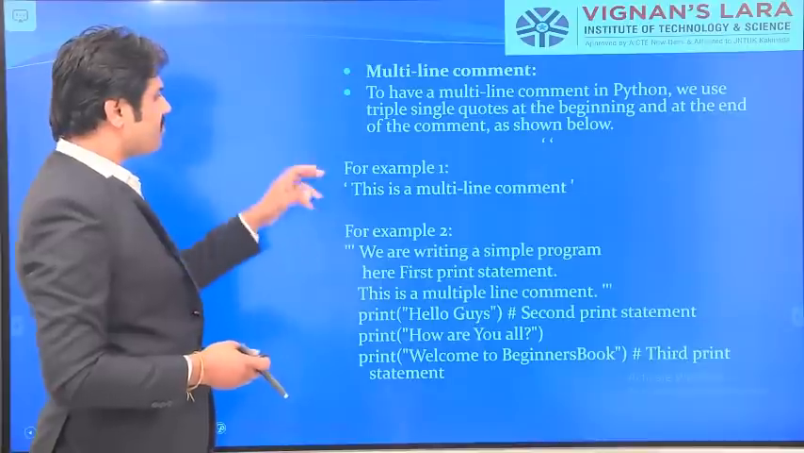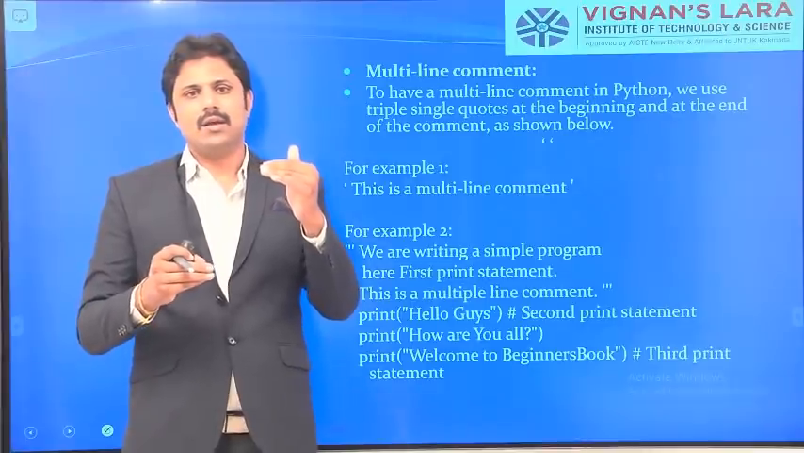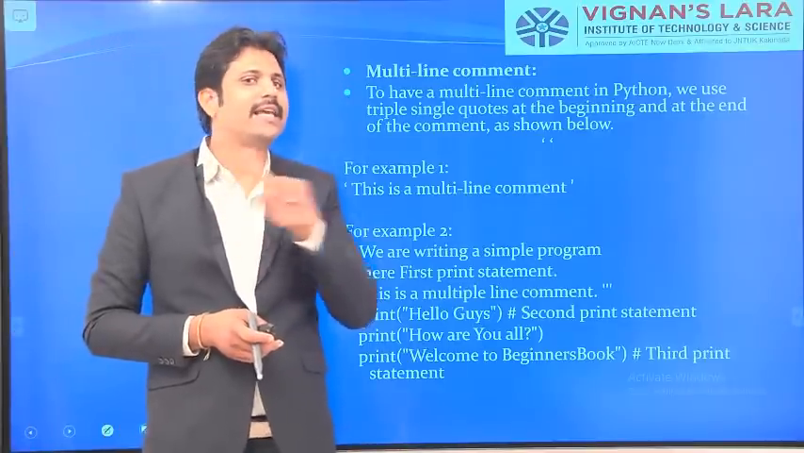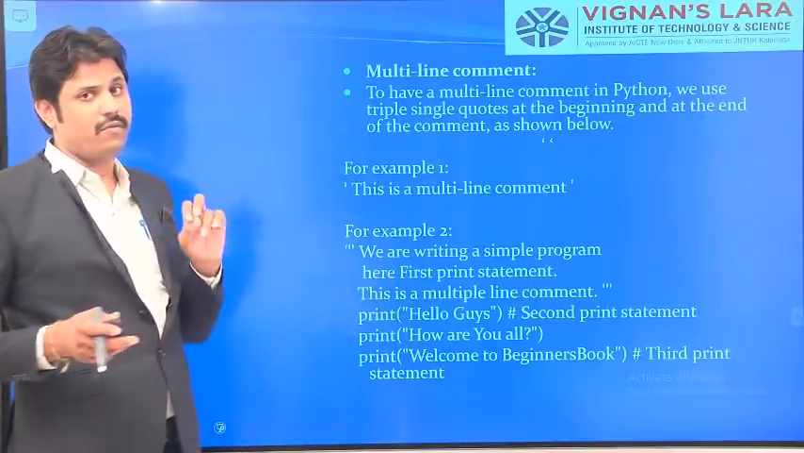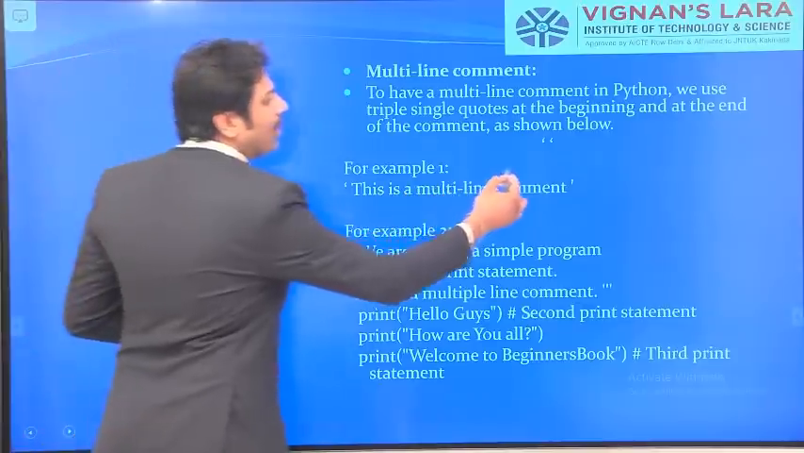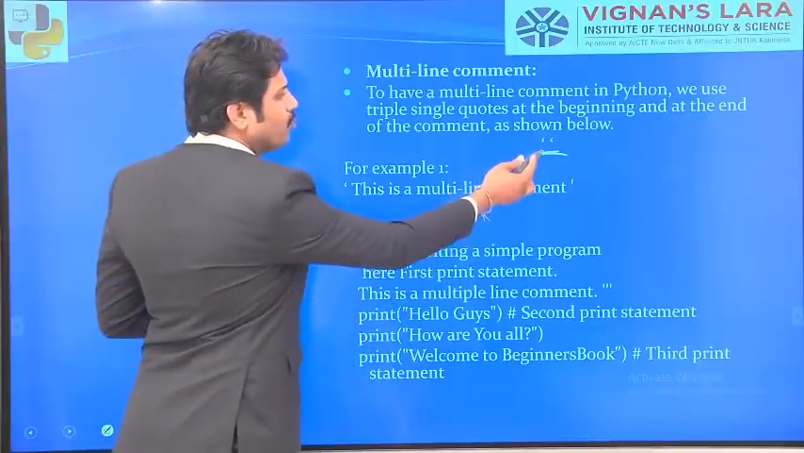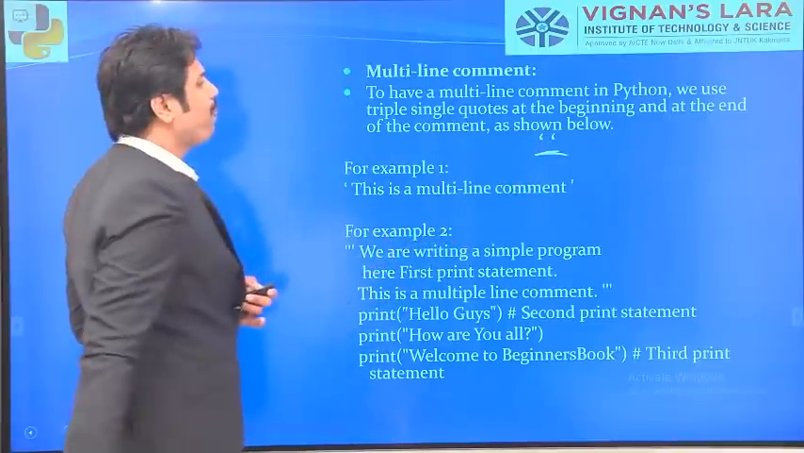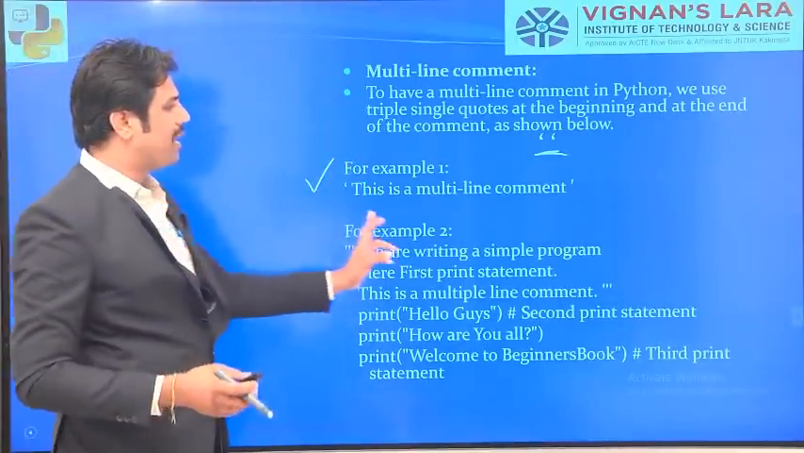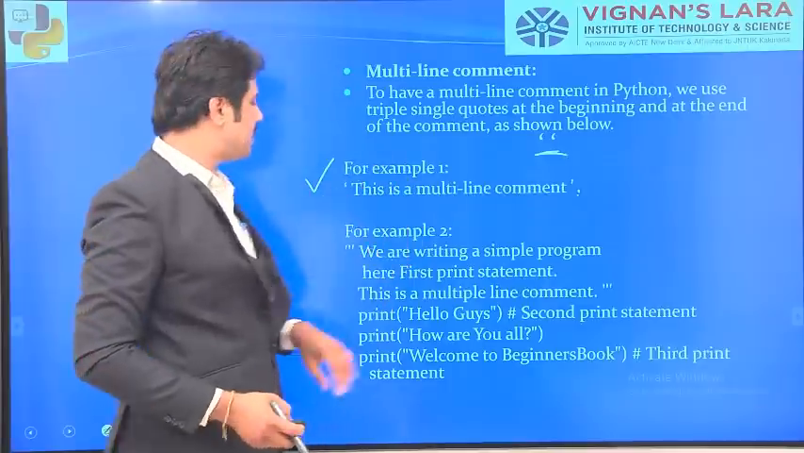Next, multi-line comments. If the comment has multiple lines, the hash symbol does not work. The hash symbol is only for single line comments. For multiple line comments you must use the triple quote symbol. So this is the symbol used for multiple lines. Let us take this statement: this is a multiple line comment. I use the quote symbol here to represent multiple lines.